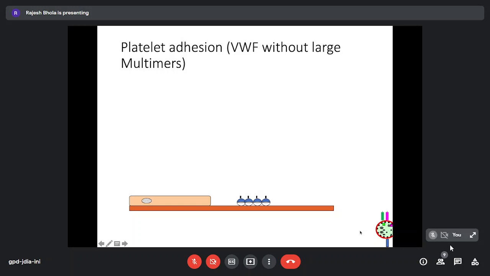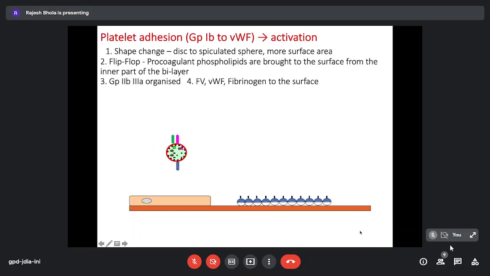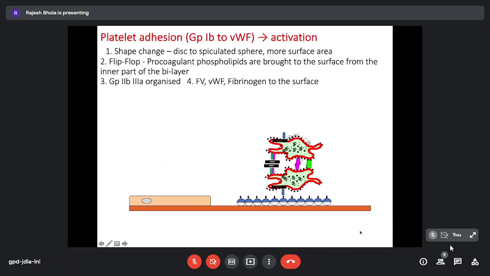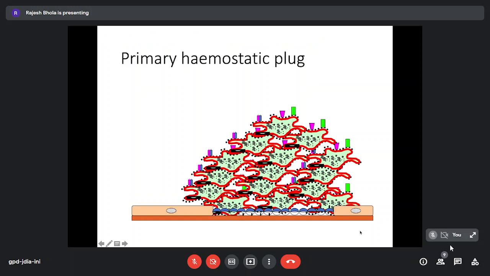And as you know, ADAMTS13 is one of the molecules which in circulation actually clips these large multimers of the von Willebrand factor. That may be one of the reasons why in vivo during circulation, without any breach in the blood vessels, there is no clot formation. So now the platelet gets adhered, and the glycoprotein 2B3A on the surface of the platelet gets exposed. Two platelets come in contact with each other, and they form a large platelet plug, a primary hemostatic plug.